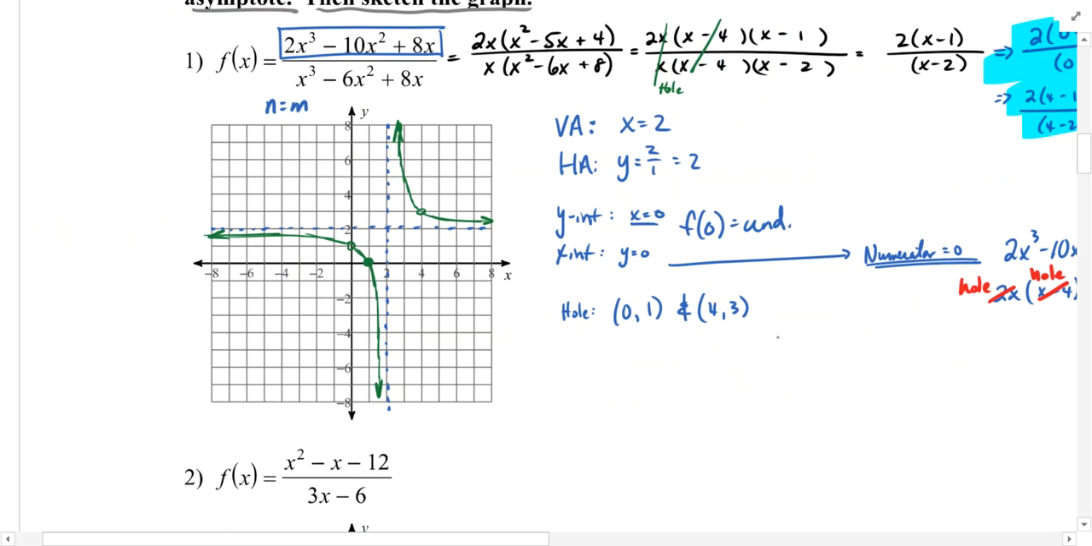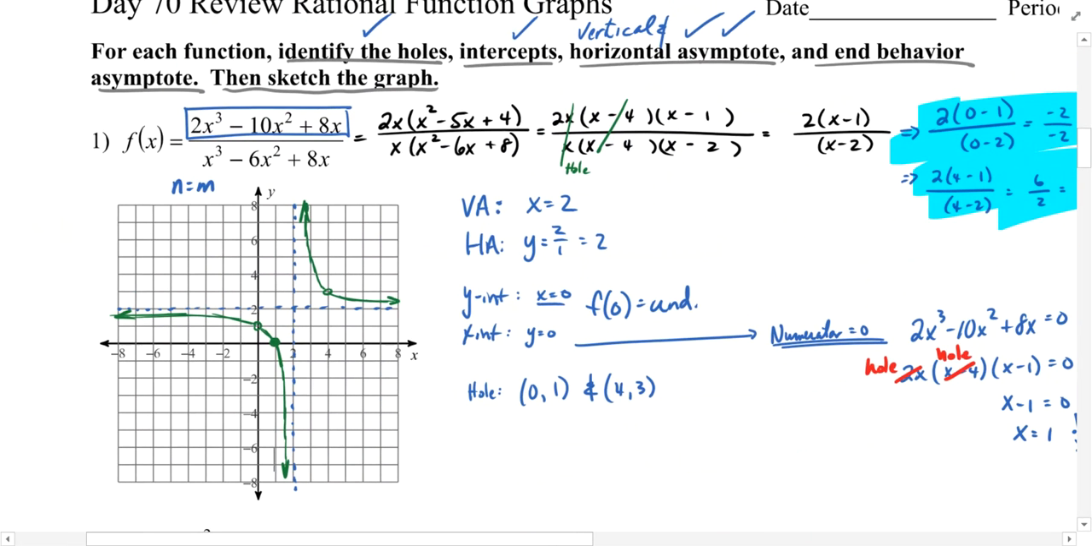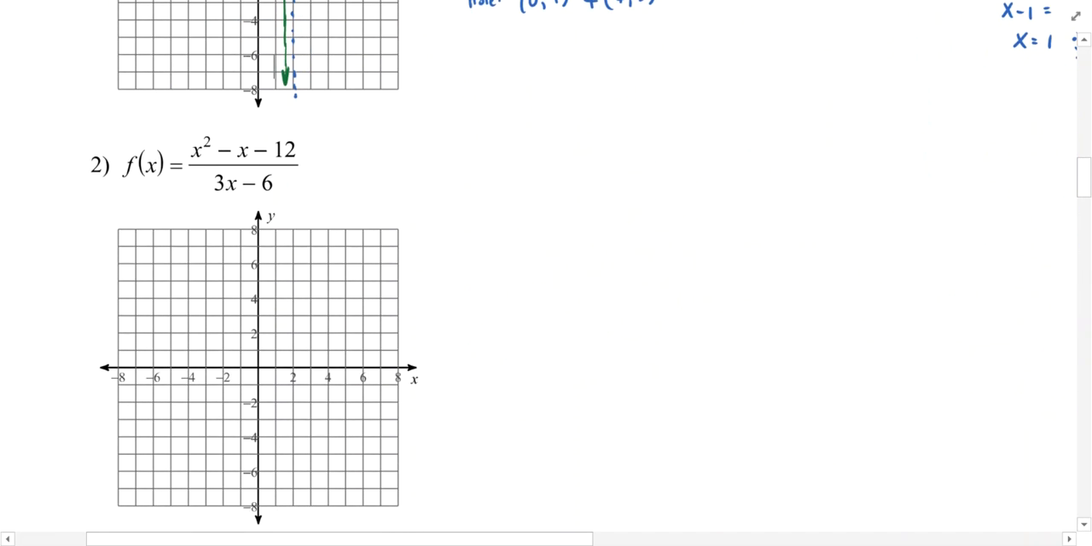So I think we've done a pretty decent job here. We've met the criteria, and we were able to sketch this graph. So let's try another example.